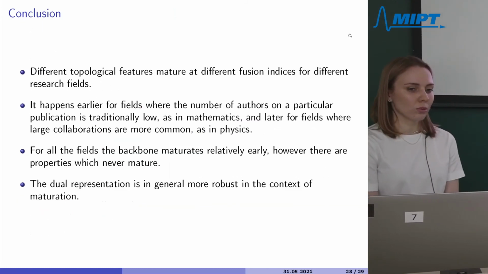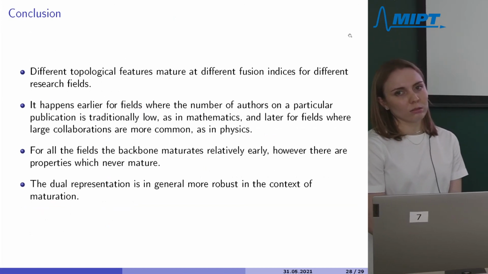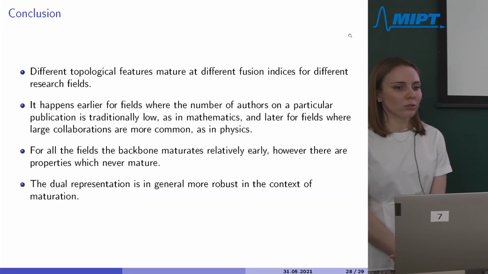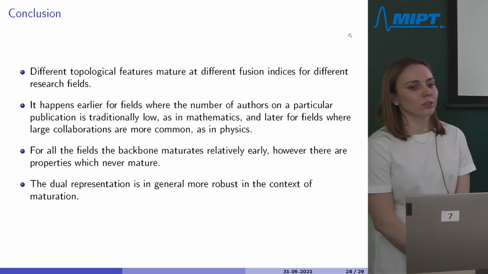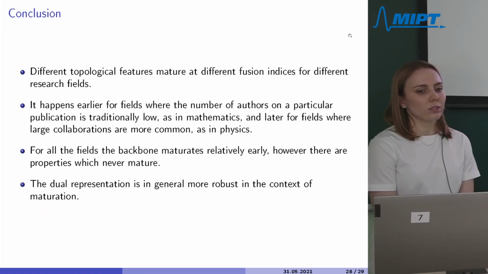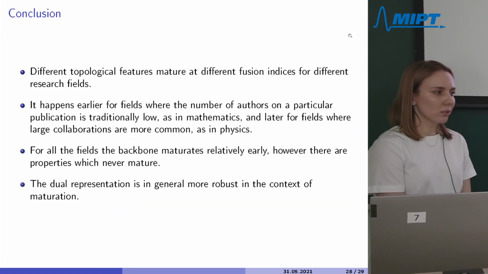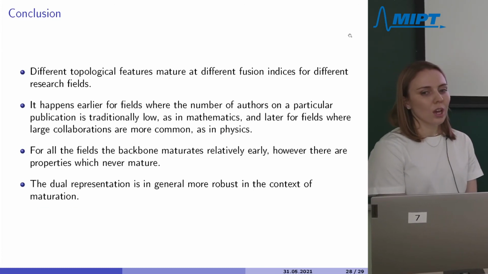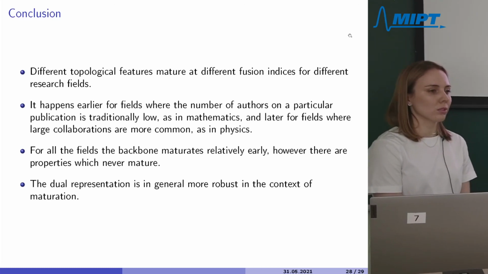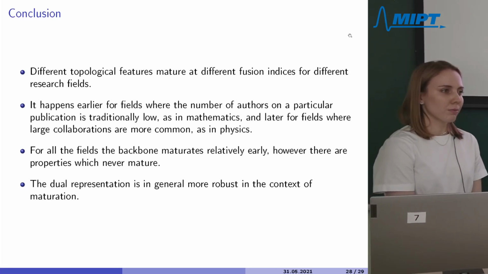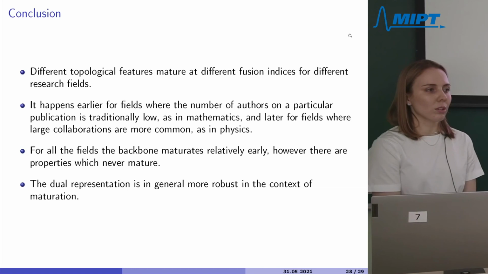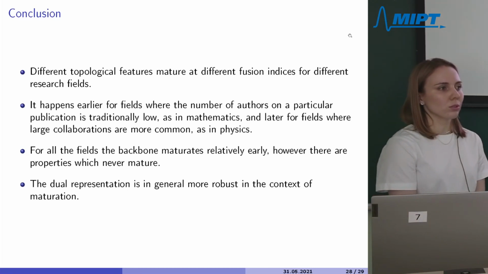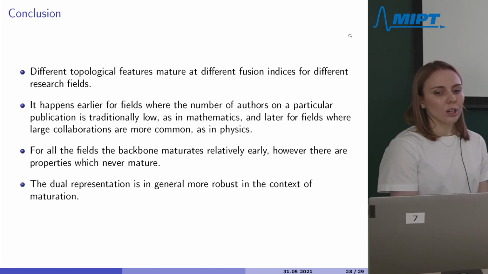So turning to conclusions, the main conclusions obtained are that in different fields, different topological features can maturate at different fusion indices. And for example, for the fields such as math and CS, we obtain earlier maturations of different topological properties.